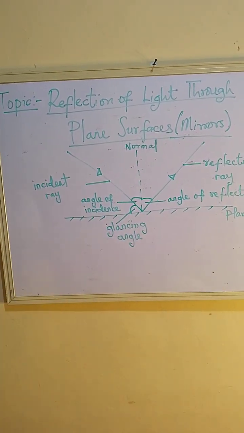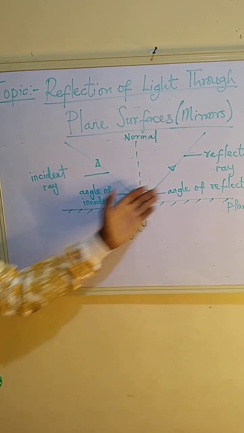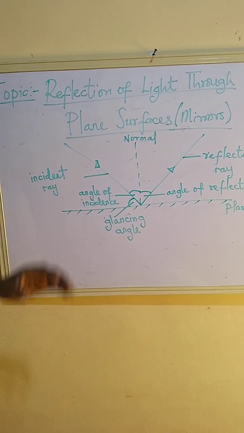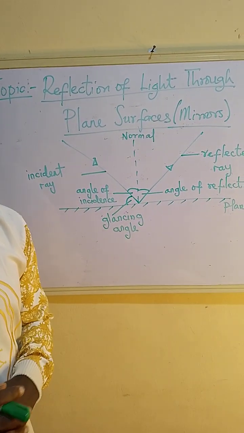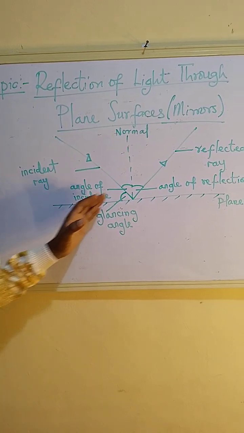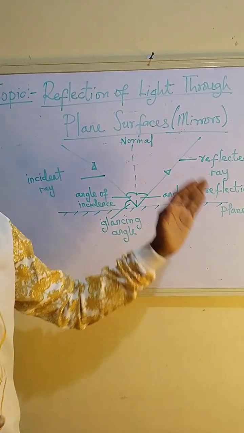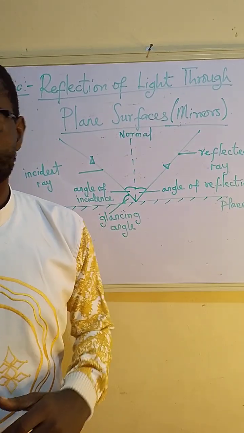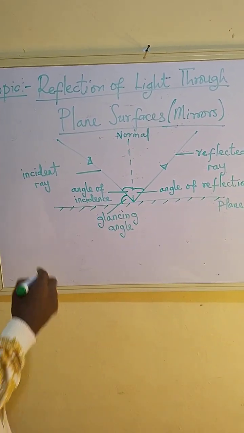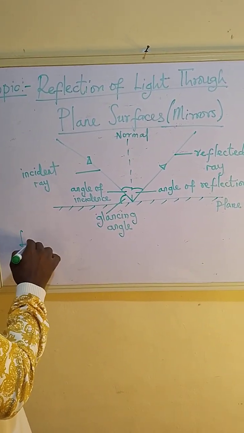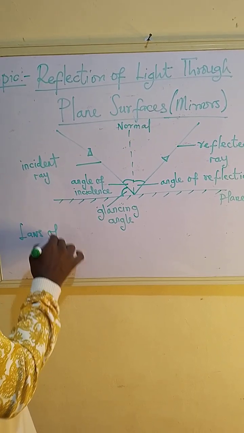So this defines the properties that we have in our plane mirror, and this has been able to give birth to what we call the laws of reflection.